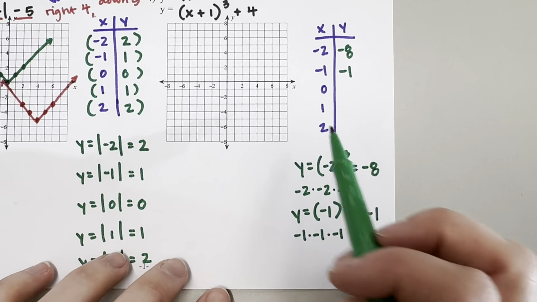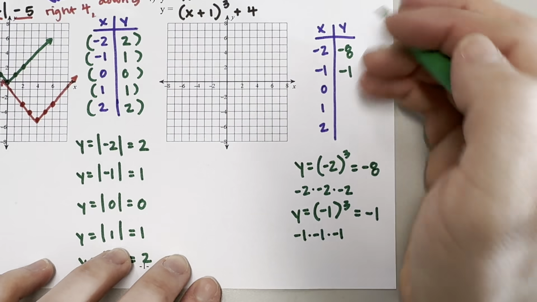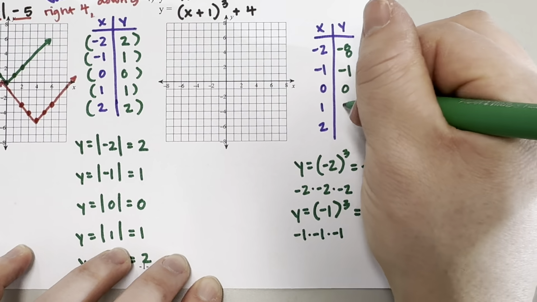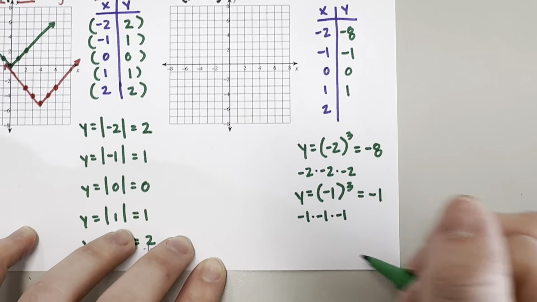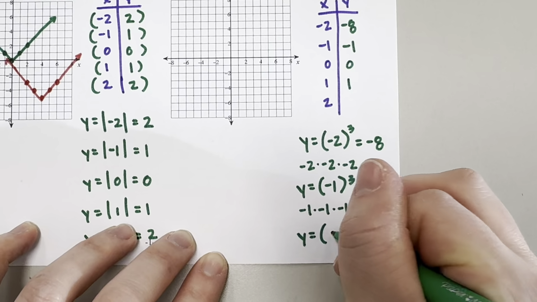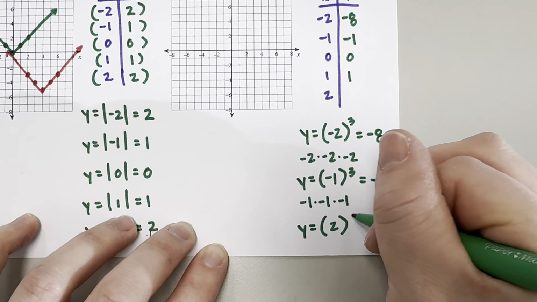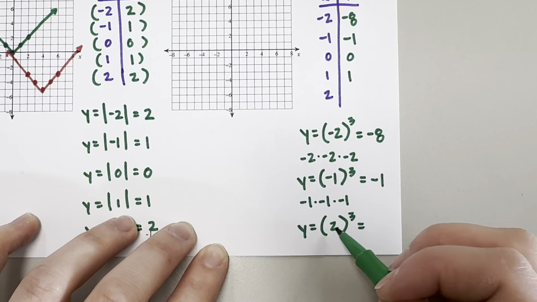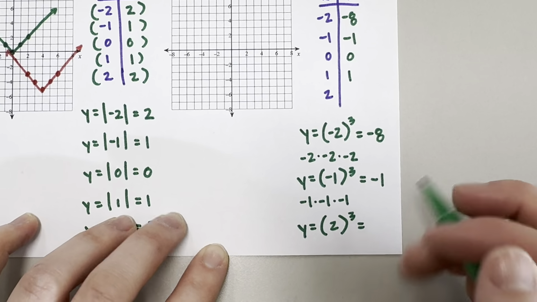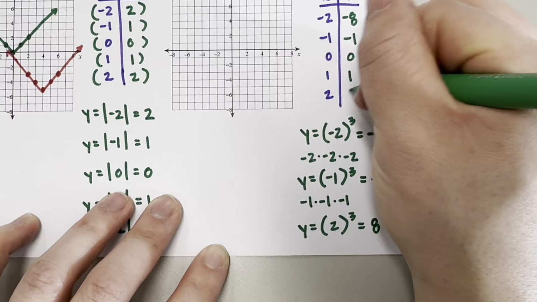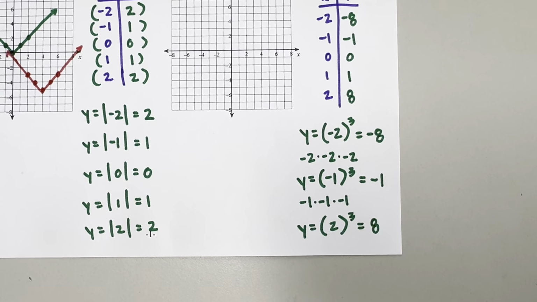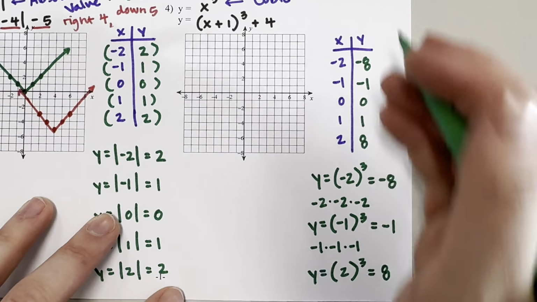The next ones are pretty simple. 0 cubed is still just 0. 1 times itself 3 times is just positive 1. But then 2, remember, we've talked about this a couple times, 2 cubed is not the same as 2 times 3. This is saying 2 times 2 times 2, which would give me positive 8. And there we go.